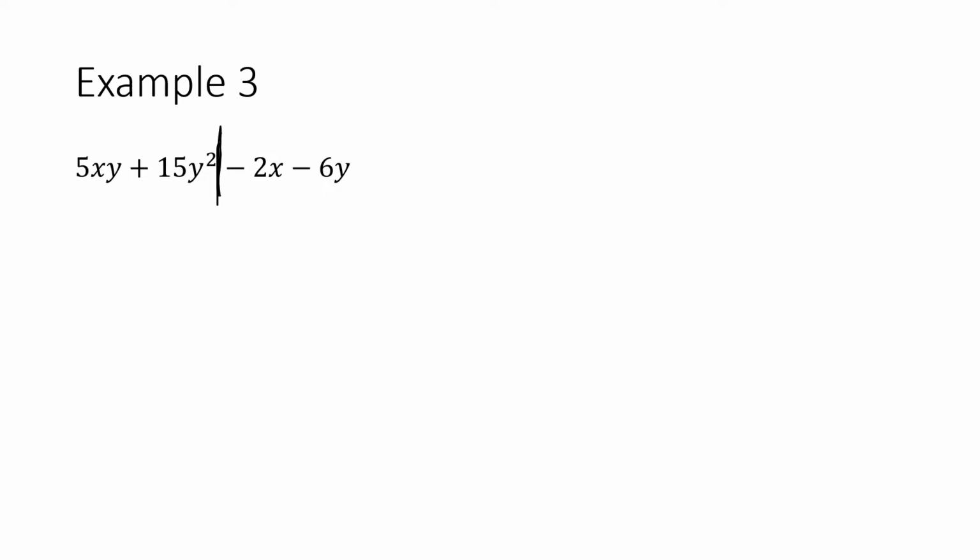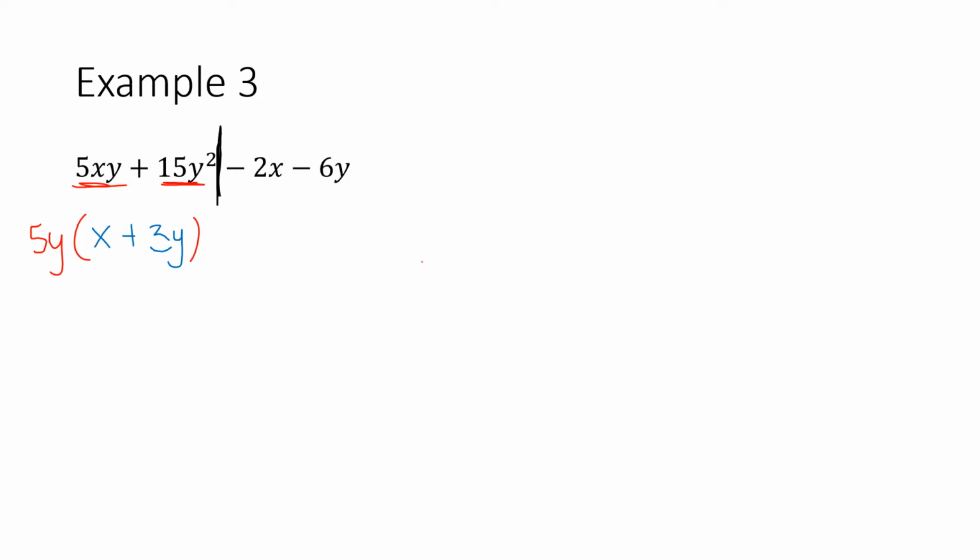So for the first half up here, I see that both of my terms are divisible by 5. And I also see that they both have at least one y. So I'm going to put a 5y out in the front. If I put 5y out in the front, that first term is just going to leave me with x. And if I factor 5y out of the second term, 15, if I factor out 5, that leaves me with 3. And since I started off with y squared and I take 1 y to the outside, that's going to leave me with 3y.